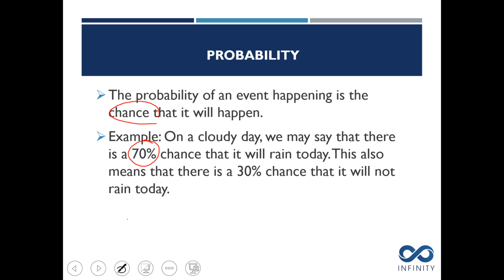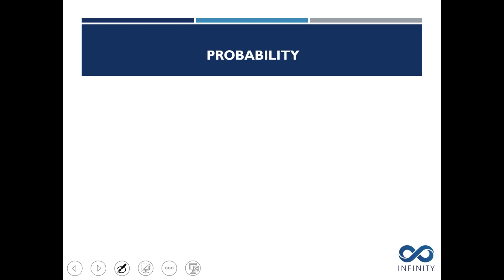So probability is what this chance actually is. A chance of something happening, that is what probability is. When you say there is a 70% chance that it will be raining today, you are also telling that there is a 30% chance that it won't be raining today. So probability means a chance of something that may or may not happen.